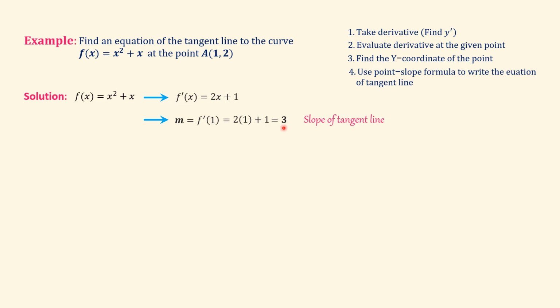Let's review it again. First we take the derivative of the given function. After we take the derivative, we have to plug the x and sometimes y coordinate of the given point into the derivative. In this example, we plug in 1 for x to find the slope of this curve at this special point. If we plug in 1 for x, 2 times 1 is 2, plus 1 is 3. And 3 is the slope of the tangent line.